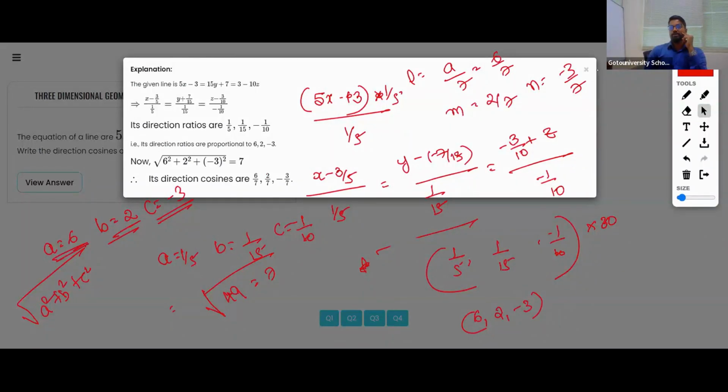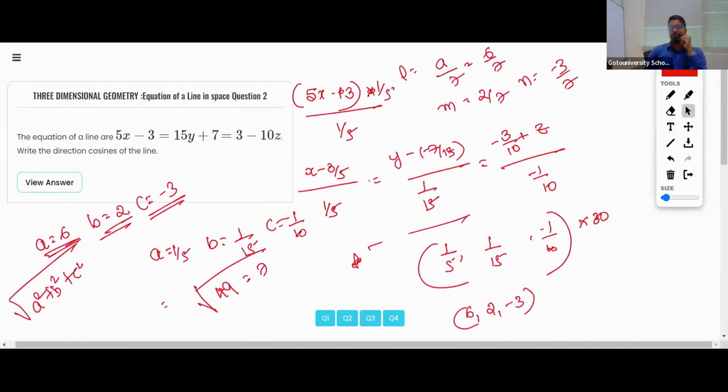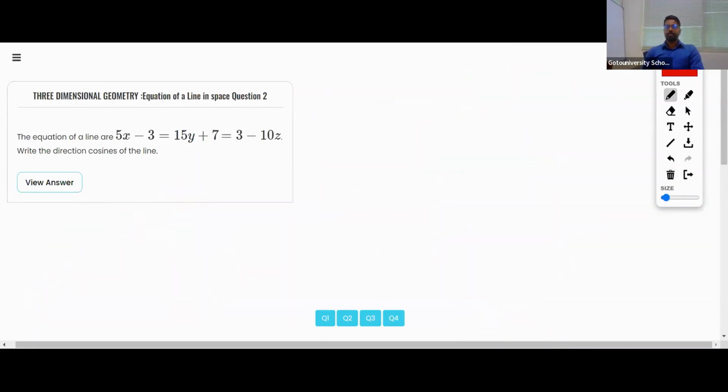So remember, it's a very important example to make us understand whenever the equation is not in our format, we have to rearrange it. Even if you have got fractions, we can convert them to whole numbers by taking a proportional value, multiplying by the LCM of the denominators. Okay, yes. Let's go for the next question.